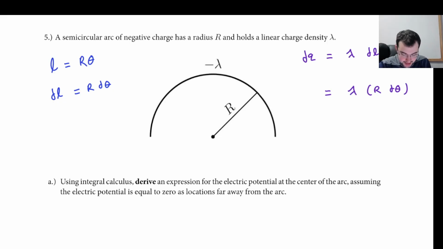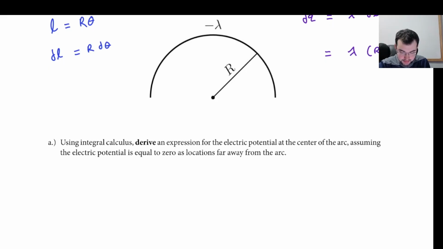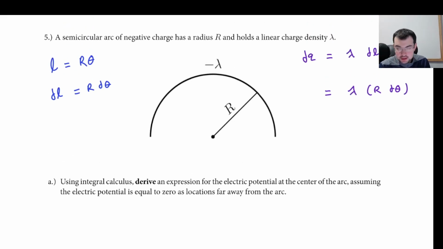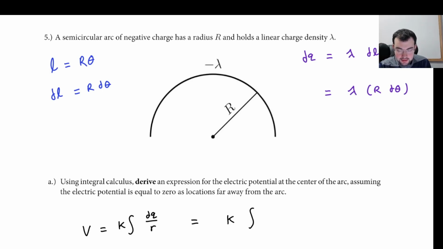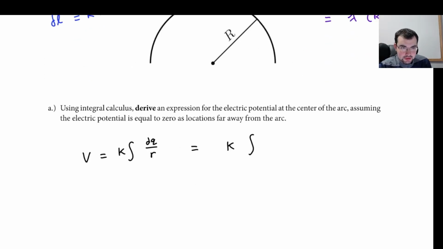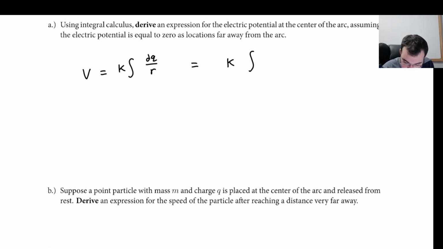So using integral calculus, derive an expression for the electric potential at the center of the arc, assuming V equals 0 far away. So of course we'll build our integral like we always do. V is the integral of k dq over r with no vectors at all. And we said in this case dq was lambda times dl, which is lambda times r d theta.